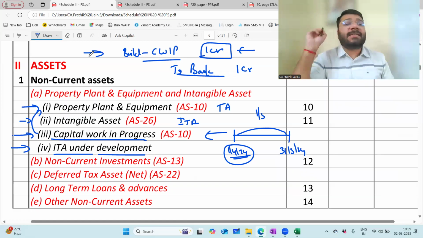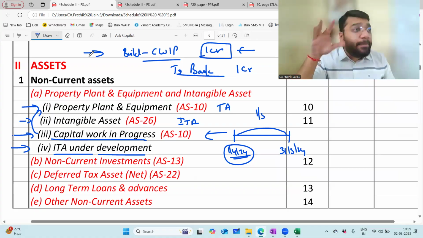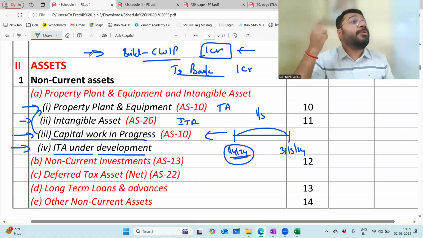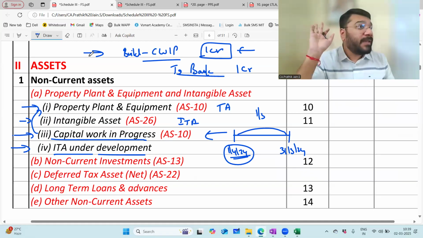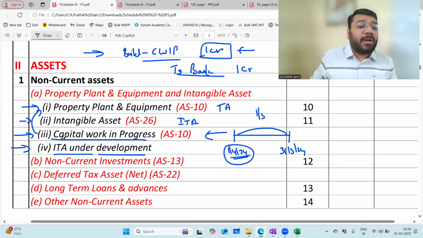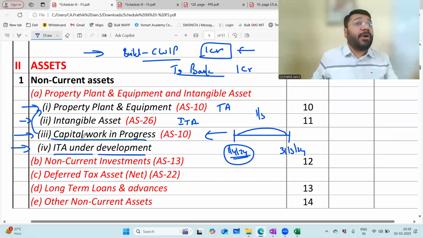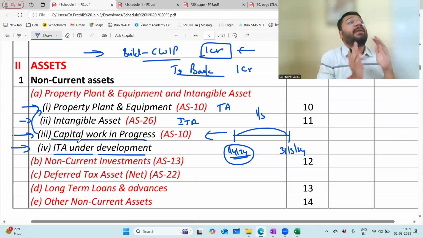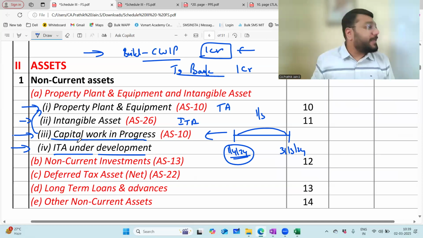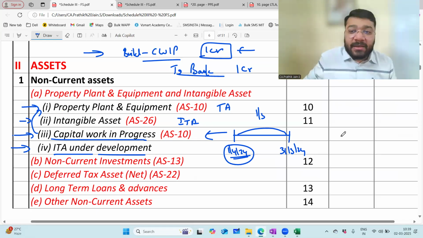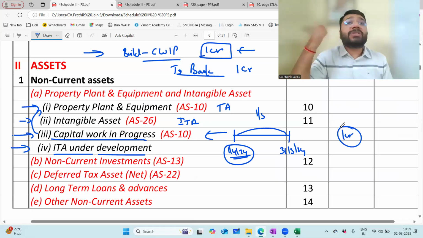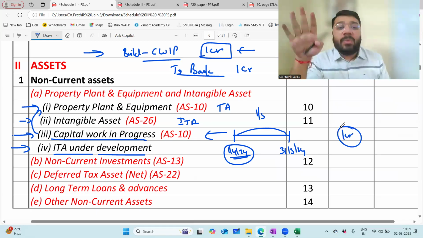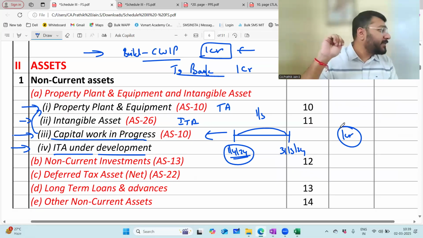So, can I call this a complete building? No. Can I put this under PPE? No. When will you put something under PPE? When the building is finished, its completion work is done. So now I have to put this in a separate category called capital work in progress, because the users of the financial statement should know the difference between a completed asset and a non-complete asset. So when I put 1 crore rupees under this category, the users will understand that building work is completed to the extent of 1 crore rupees.